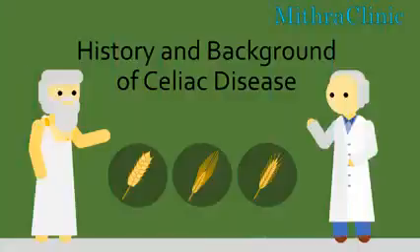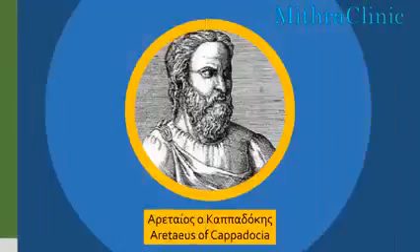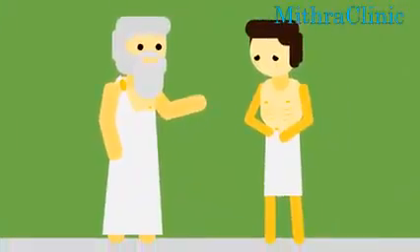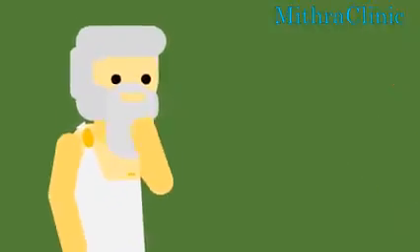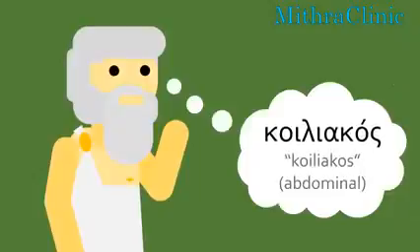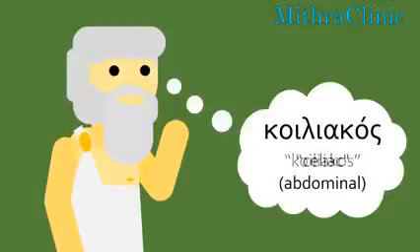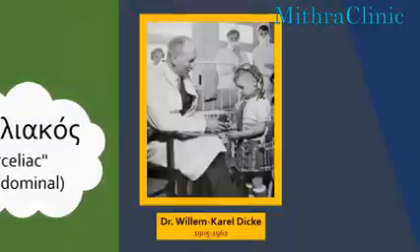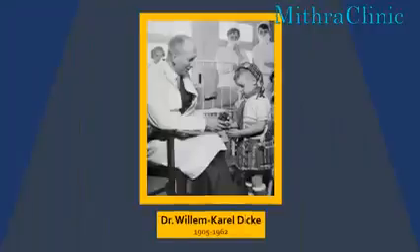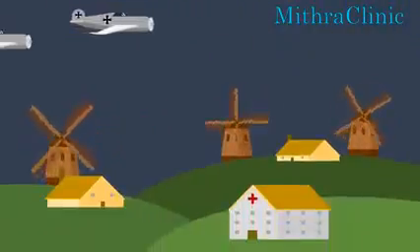Celiac disease symptoms were first recorded 2,000 years ago by the Greek physician Eratosthenes, who observed his patients suffering from diarrhea and malnutrition. He named the disease koiliakos, meaning abdominal in Greek, which later became celiac disease when his work was translated. The cause of celiac disease was much later discovered by Dr. Willem Karel Dijk during the Dutch famine of World War II.